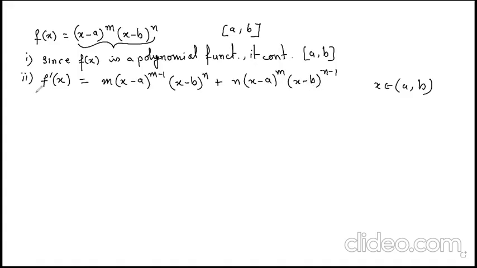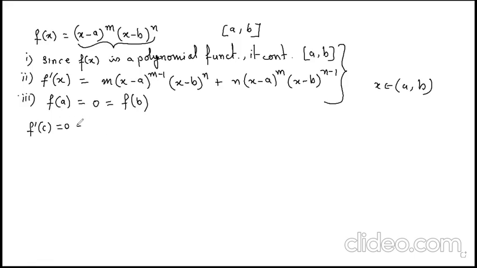Next condition, the third and final one, that is f of a. What about f of a? F of a means x will be replaced by a. So what is your f(x) at the point x equals a? 0. Similarly, f of b will also be equal to 0. So f of a becomes equal to f of b. So we can see that all three conditions are verified, and therefore we will be getting a point C for which f dash C must be equal to 0.